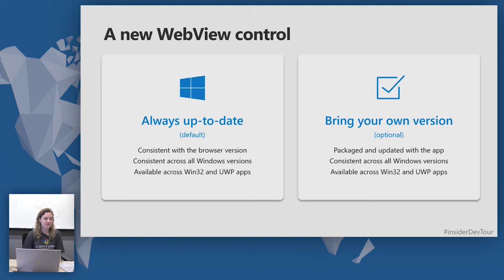While talking to customers, we heard that there are a small number of cases where app compatibility is a priority over staying consistent. For those cases, we will allow the apps to package a specific version of this control with their native apps. This option would also be available across all versions of Windows for both Win32 and UWP apps.